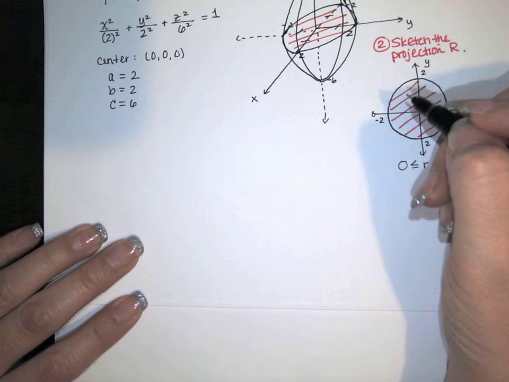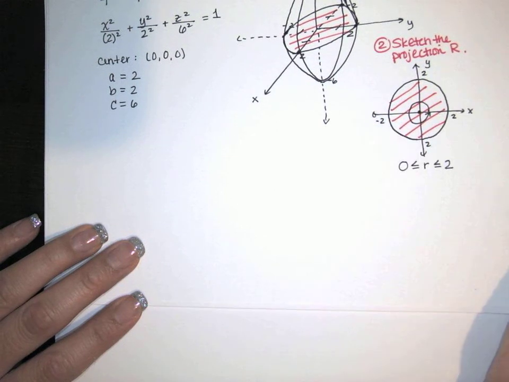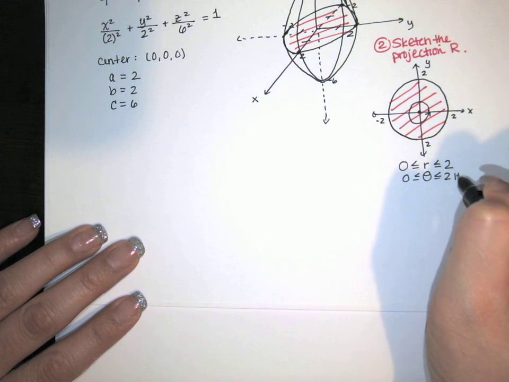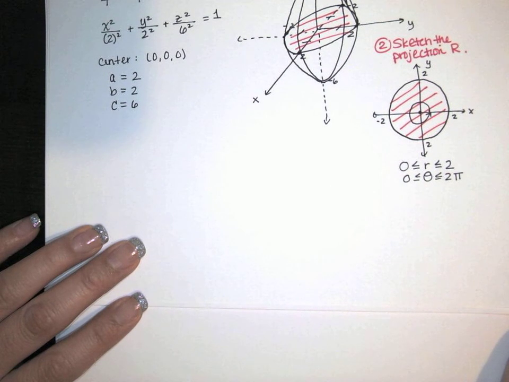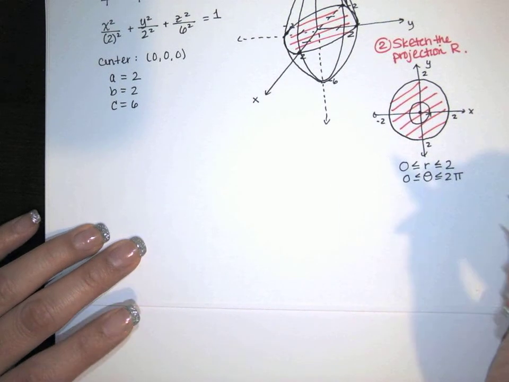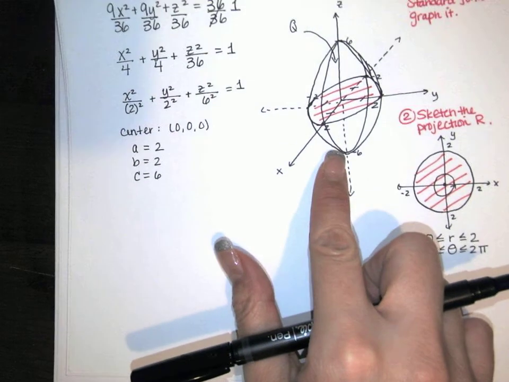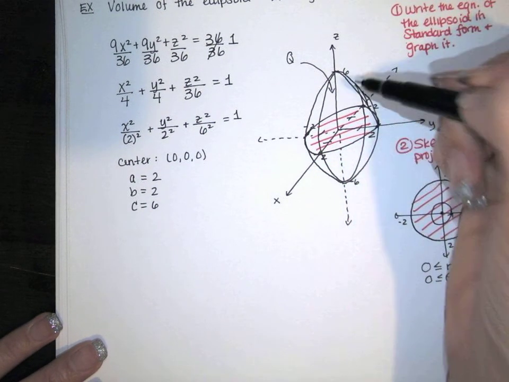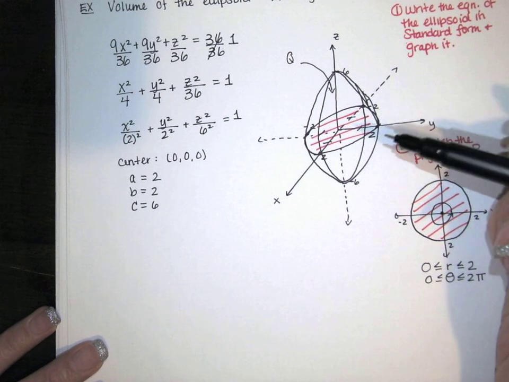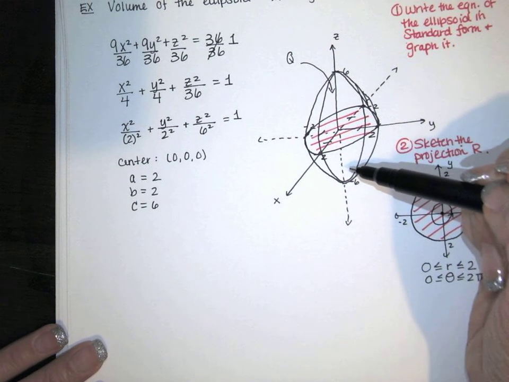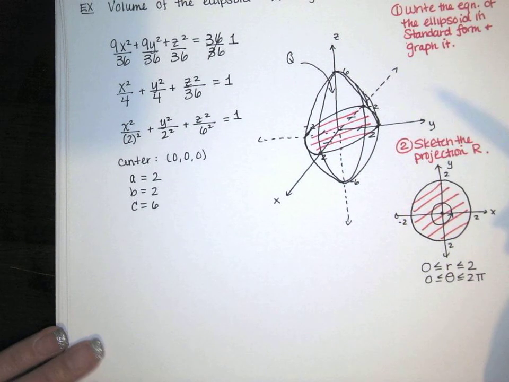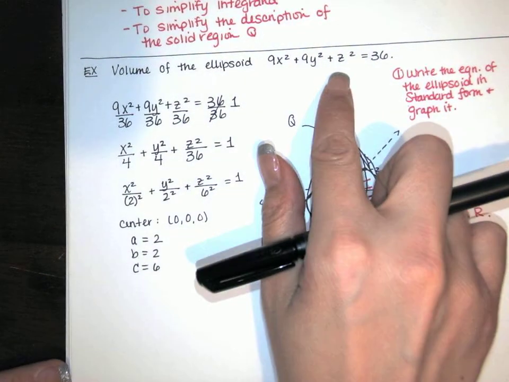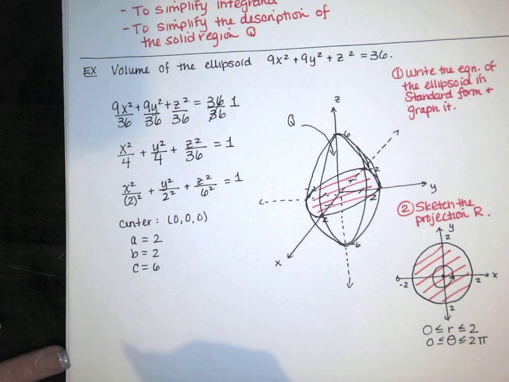The r goes from 0 to 2, and theta goes from 0 to 2 pi, so that we get the whole circle. Okay, so those will be our bounds for r and theta. Now in order to get our bounds for z, we need z to go from a bottom function to a top function, which I think we can see right now. It's the bottom half of this ellipsoid to the top half of this ellipsoid. In order to find those functions, we'll take the equation of the ellipsoid and we'll solve it for z.